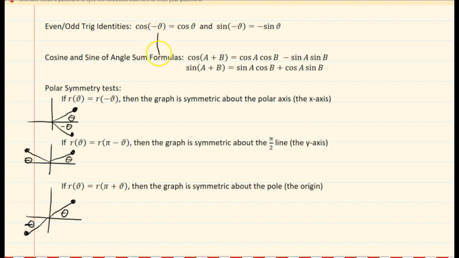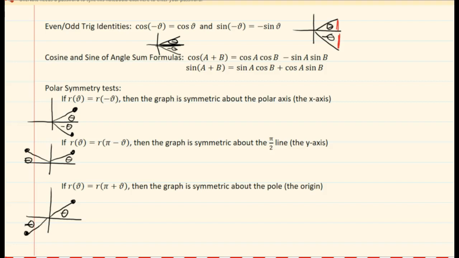Finally, let's talk about symmetry of polar equations. Before we begin testing symmetry, we need to recall that cosine of positive theta and cosine of negative theta are the same. Likewise, if we look at the positive angle and a negative angle, the sine of each one is different. The positive angle will have a positive sine, and the negative angle has a negative sine. And the cosine and sine of the sum of angles are given as cosine of A plus B is equal to cosine A cosine B minus sine A sine B, and then you can see the other formula for sine of A plus B.